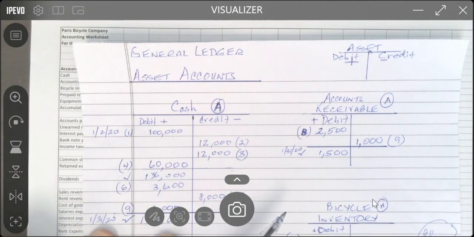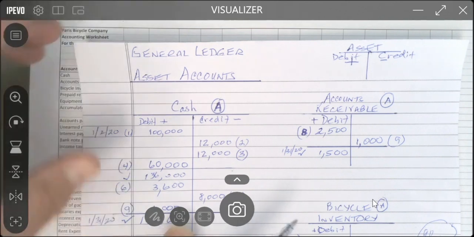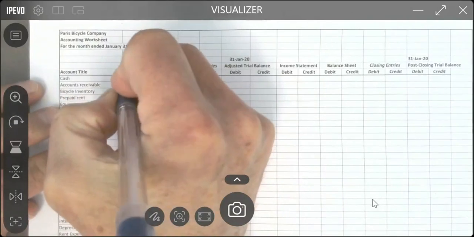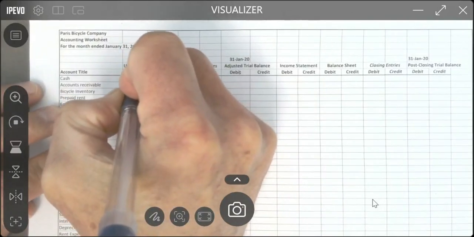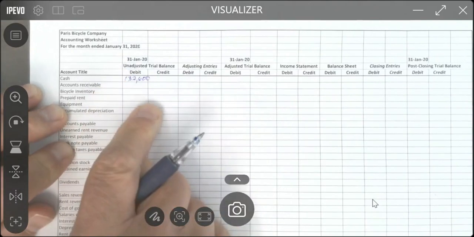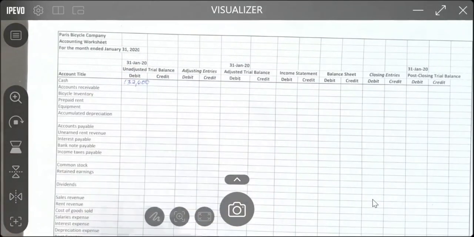So here we have the cash with a balance of $132,600. Okay, so let's add that in. Cash, of course, has a debit balance, so it's in this column.